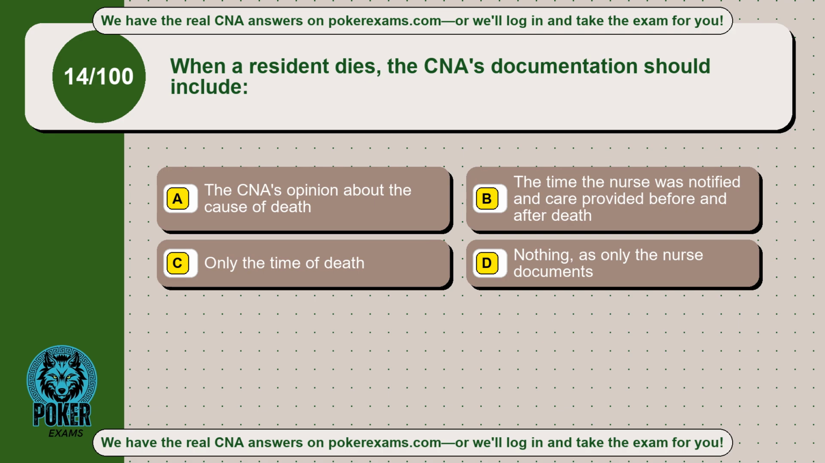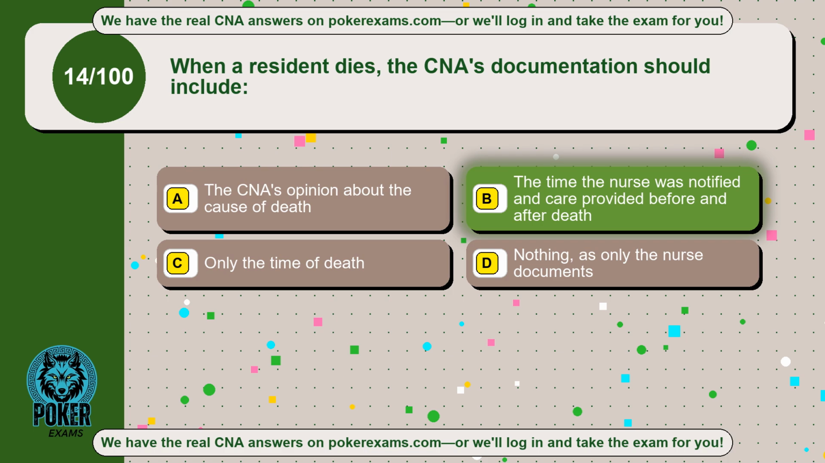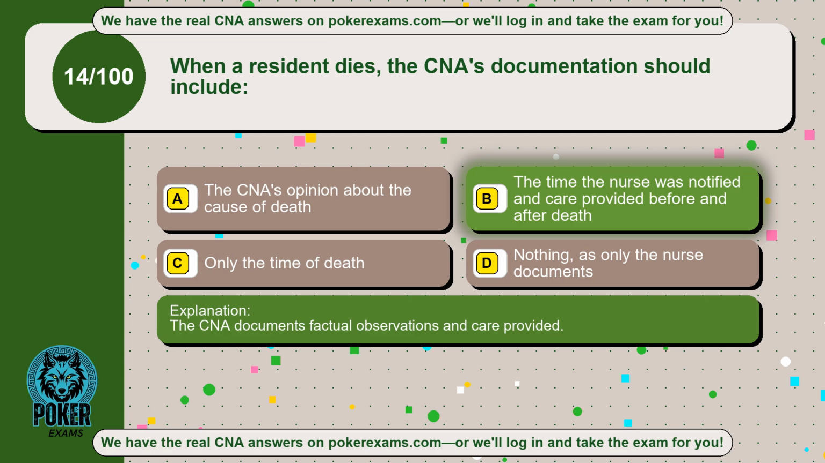Question 14. When a resident dies, the CNA's documentation should include: Option A. The CNA's opinion about the cause of death. Option B. The time the nurse was notified and care provided before and after death. Option C. Only the time of death. Option D. Nothing, as only the nurse documents. The correct answer is option B. The time the nurse was notified and care provided before and after death. The CNA documents factual observations and care provided.